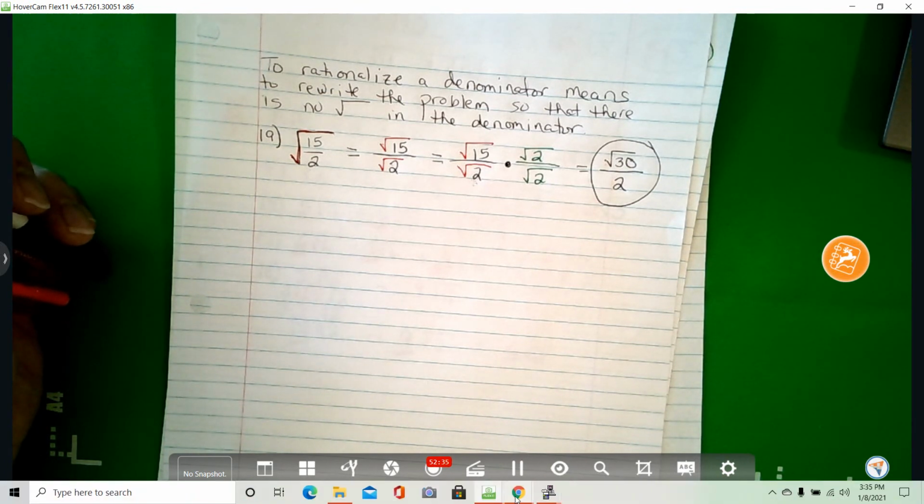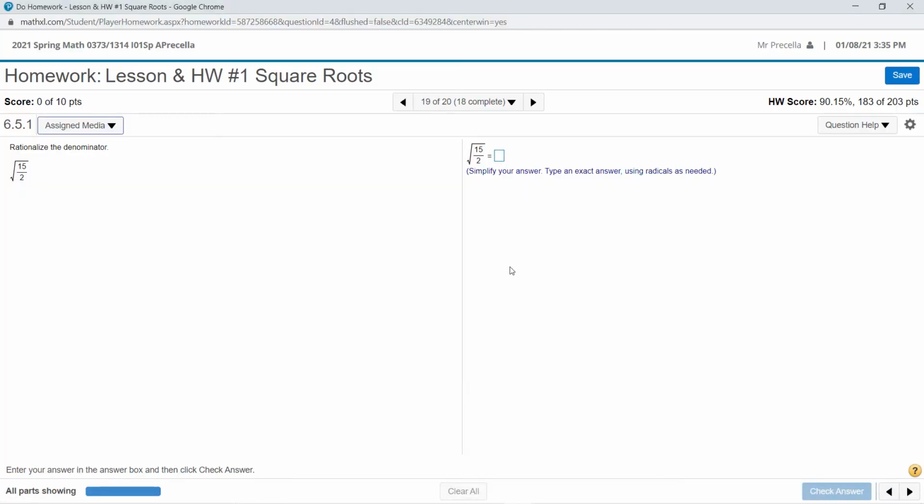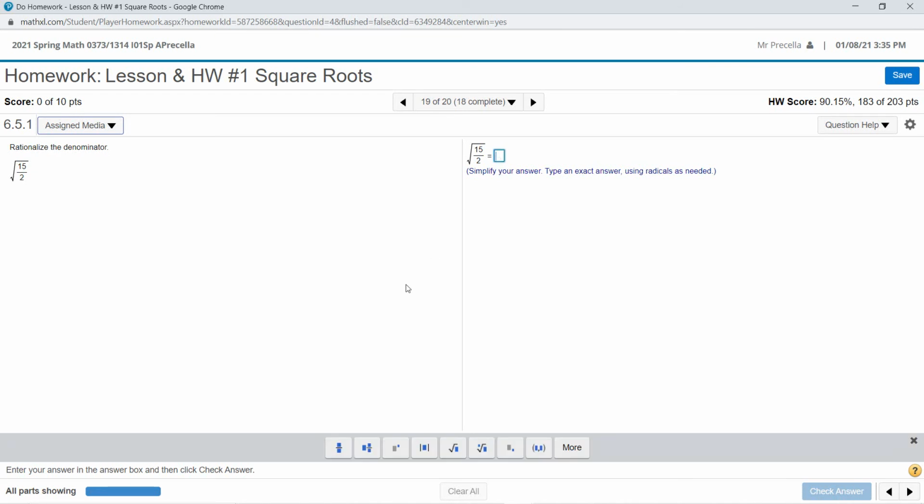Let me punch it in. I want to show y'all how to punch something like this in here. Punch in square root of 30 all over 2. I'll click here, and right here is a fraction template. I'm going to put that up on top. Square root of 30. Now move to the bottom. Right there. Punch a 2. There it is. Square root of 30 over 2. Enter.